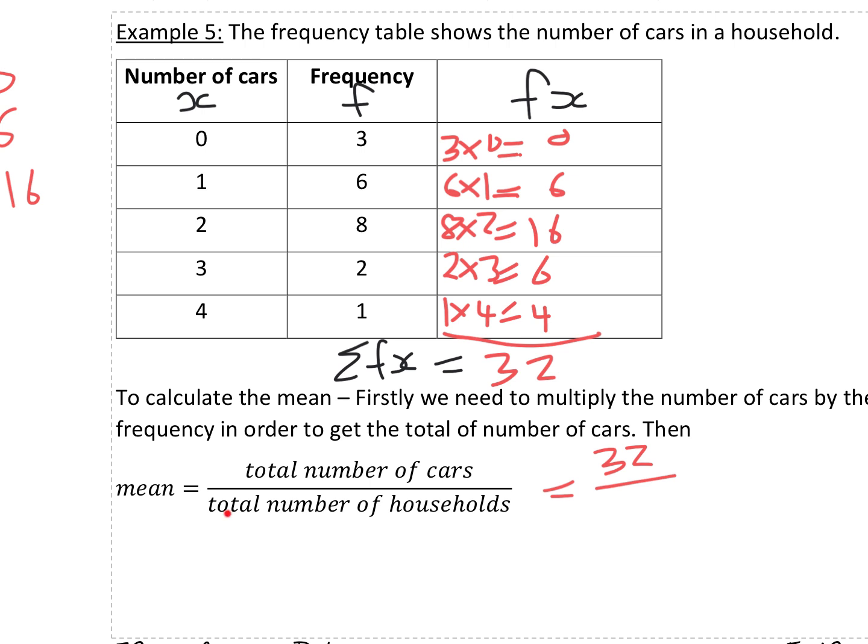Okay. The total number of households is this bit here. There are 3 households with 0 cars, so that's 3 households. There's another 6 households, 8 households, 2 households, and 1 household. These are all the households. So we want to sum that.